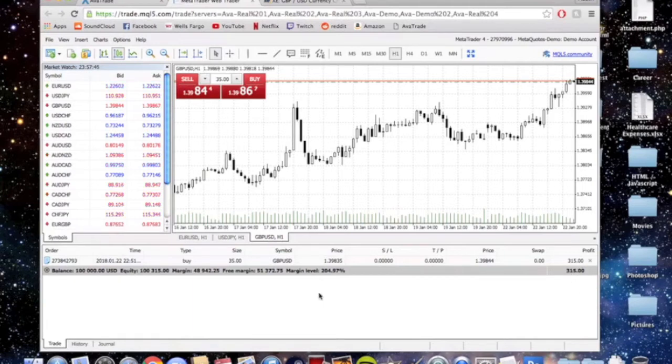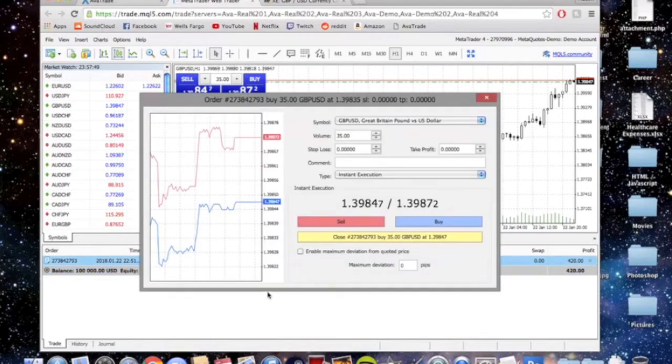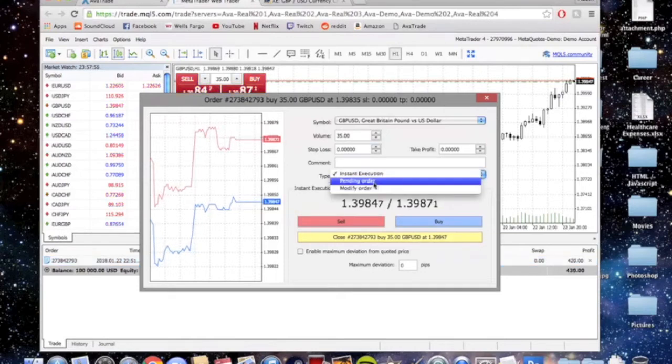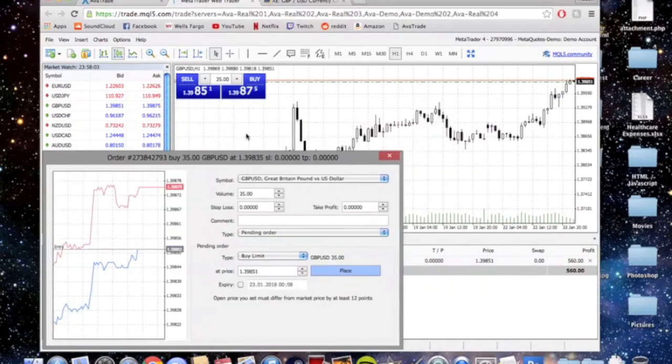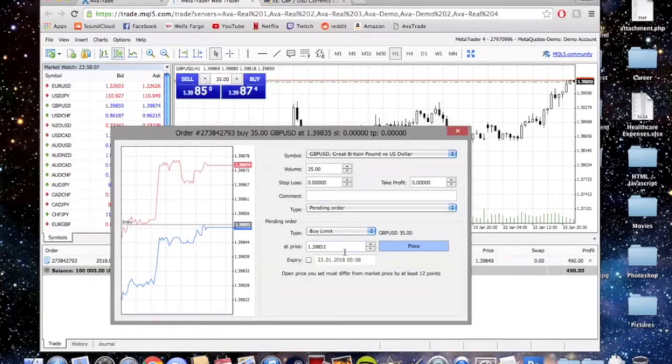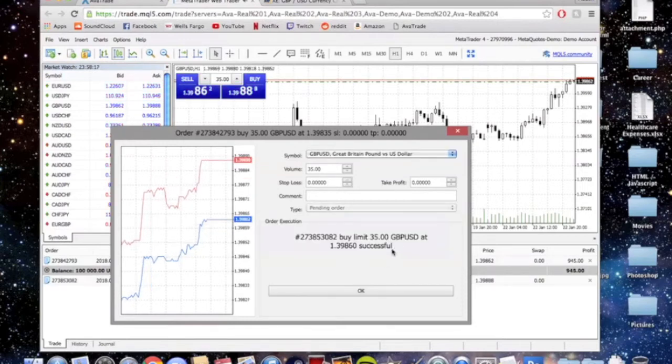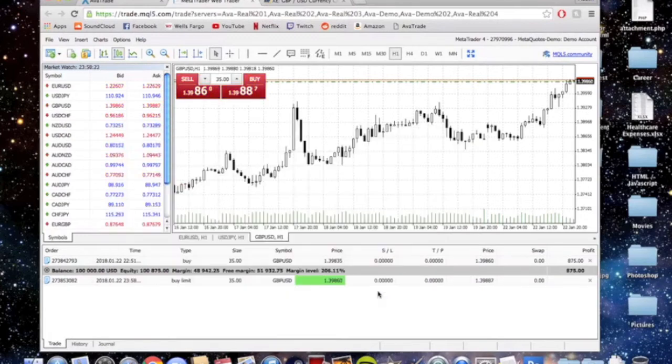So what you can do is, if I double click on this trade here, you can put a conditional order in to buy at a certain price. So let me see what I'm looking at. 1-3. We'll go 1-3-8-5-6 here. And oh wait, actually it just jumped.